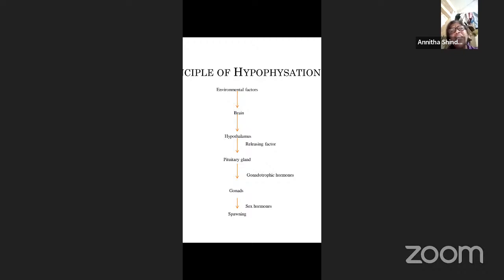Because the hypothalamus is the main region in the brain which first produces the releasing factors. These releasing factors in turn stimulate the pituitary gland, which will produce the gonadotropic hormones, which will reach the target organ, that is the gonads. Once the gonads are targeted, the sex hormones are produced. Once the sex hormones are produced, the male and female will be ready and they will go for spawning. So this is just a flow chart of hypophysation.